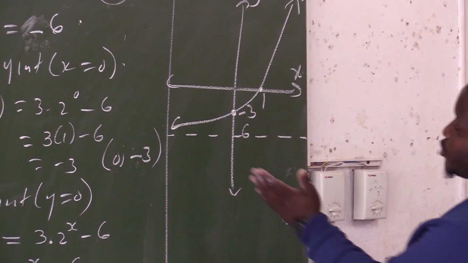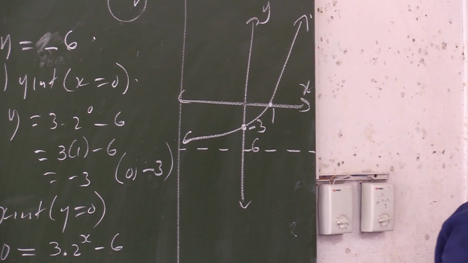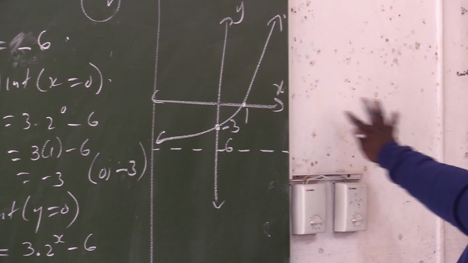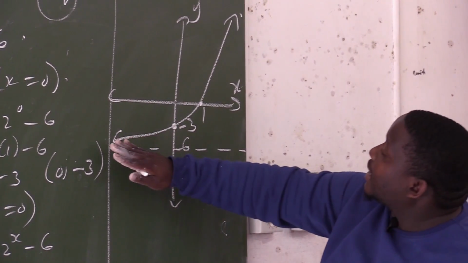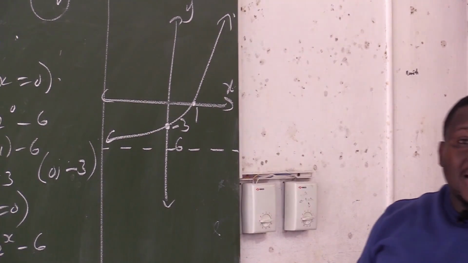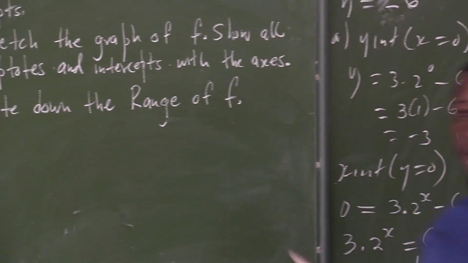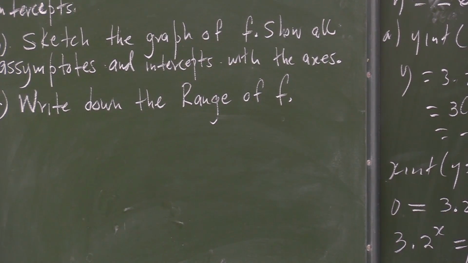Now, it's very important to know that this graph is increasing for all real values of x. The domain of this graph is x, an element of the real numbers. And this graph is increasing for all real values of x, and the graph lies above its asymptote. But now, write down what is the range of f. What is the range of this graph here?